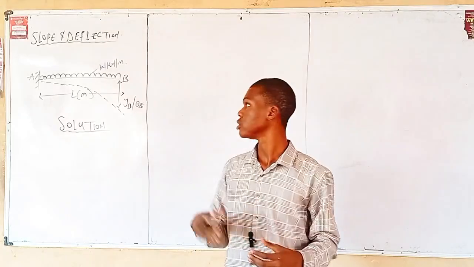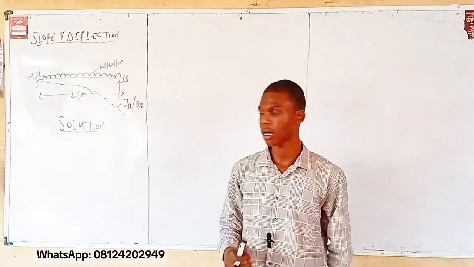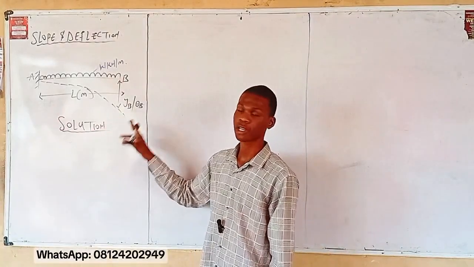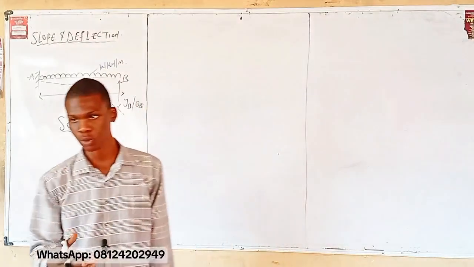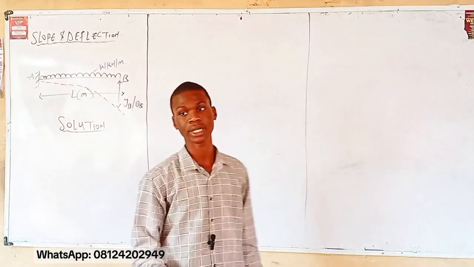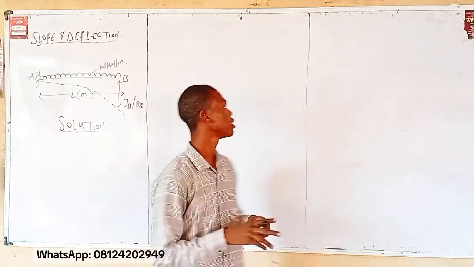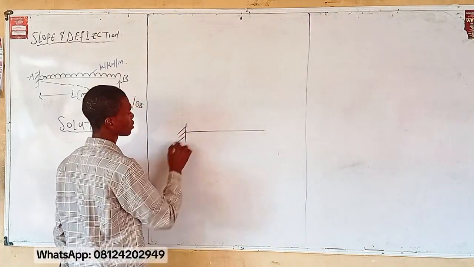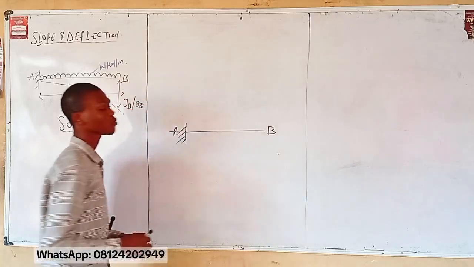We've seen how the slope and deflection of the simply supported beam works, right? Now, we want to see how we can analyze the slope and deflection for a cantilever beam. By definition, what is a cantilever beam? A cantilever beam is a type of beam that is fixed at one end and free at the other end. Let's say this is your cantilever beam. This is A and this is B. This is an example of a cantilever beam.